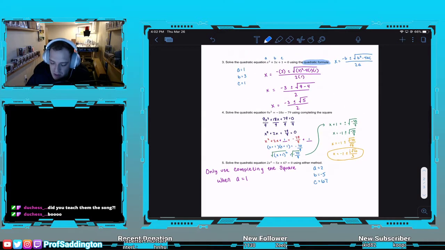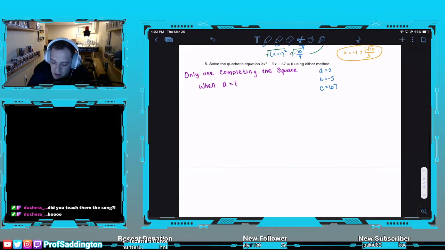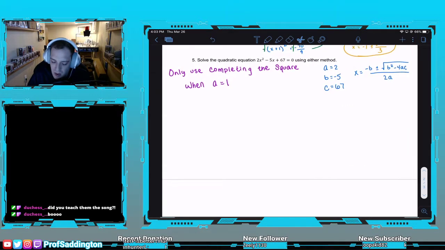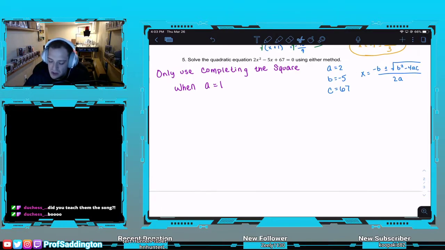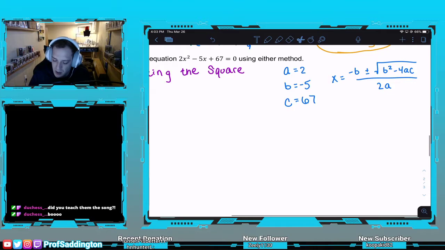So what I'm going to do is come up here just so you guys can see what I'm substituting into. I'm going to paste it, so we're just using that formula again. So only use completing the square when a is equal to 1. We're not going to use it for this one. We're just going to plug it into the formula.